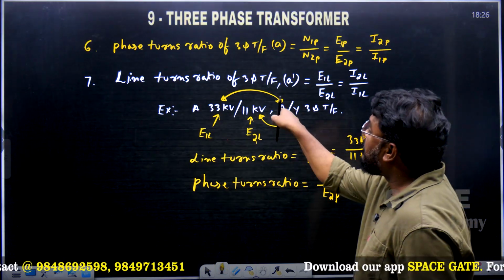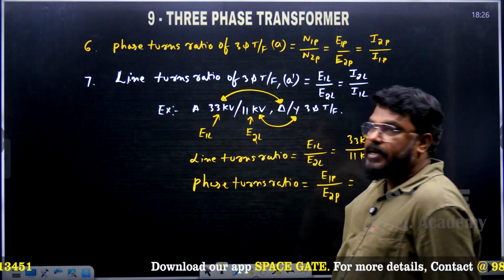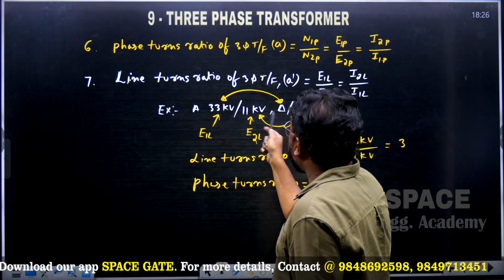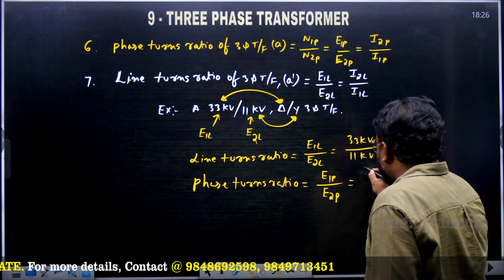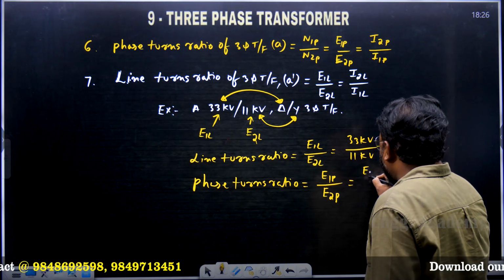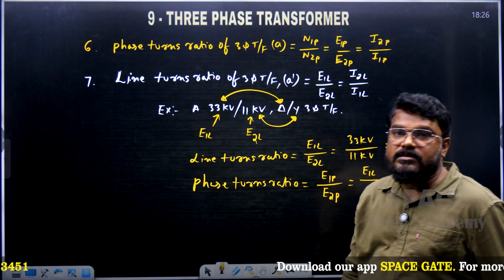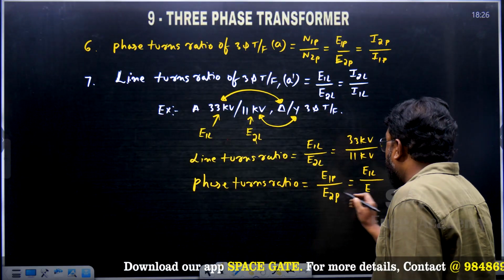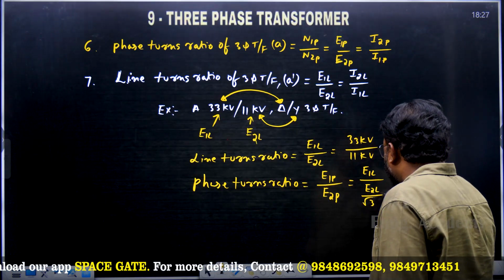E1 phase. To find out the phase turns ratio, we have to see the connection. Which connection is it? Here the primary windings are connected in delta, so in a delta connection the phase voltage is equal to the line voltage. The secondary windings are connected in star, so the phase voltage is equal to the line voltage divided by root 3.